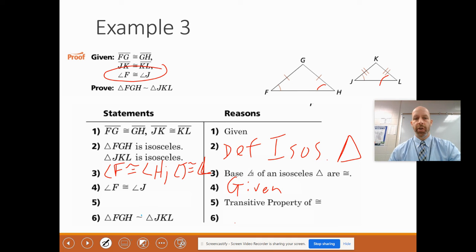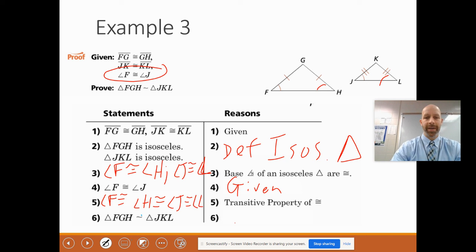Now, number 5 says the transitive property of congruence. So if we're doing transitivity, that's going to tell us basically angle F is congruent to angle H, is congruent to angle J, is congruent to angle L. All of those angles are congruent by the transitive property of congruence. And so therefore we've got what we needed, that these two triangles are similar by the AA similarity postulate.